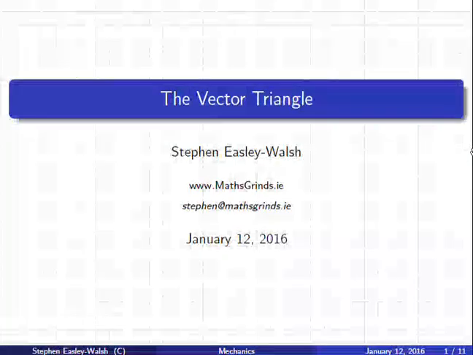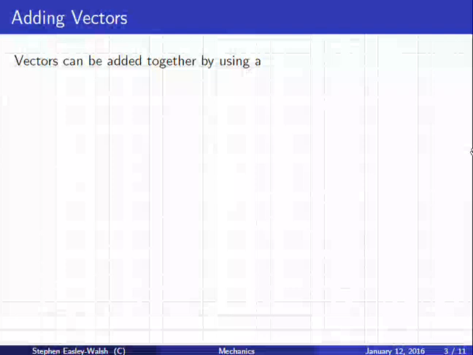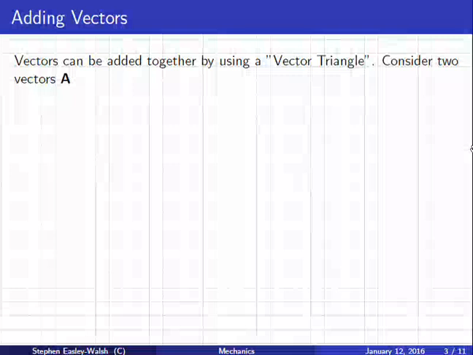Okay, vector triangle. Right, so we're going to continue talking a little bit about vectors. Now we're going to have a look at how we can add vectors together. Vectors can be added together by using what's called a vector triangle, or at least that's one way you can add them together.